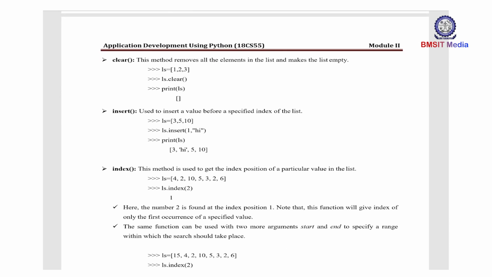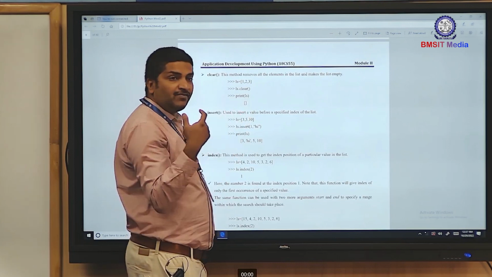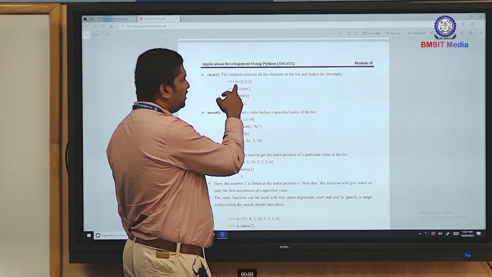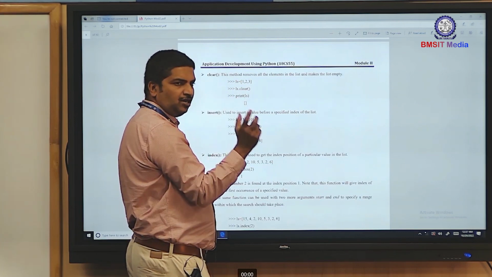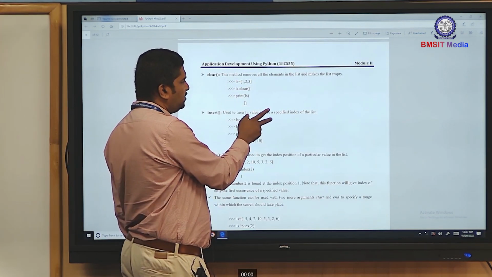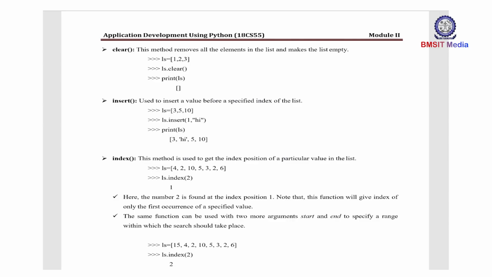Next, the clear function. What does it do? It clears the list. So whenever you print the list, it will print an empty list for you. For example, ls is equal to 1, 2, 3 is the original list. I will call the clear method on the list. Now whenever I print the ls value, I will get an empty list like this.